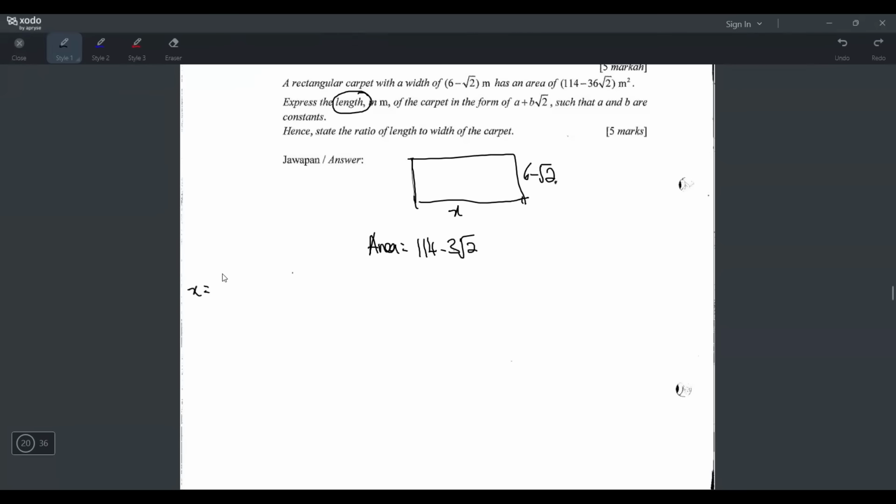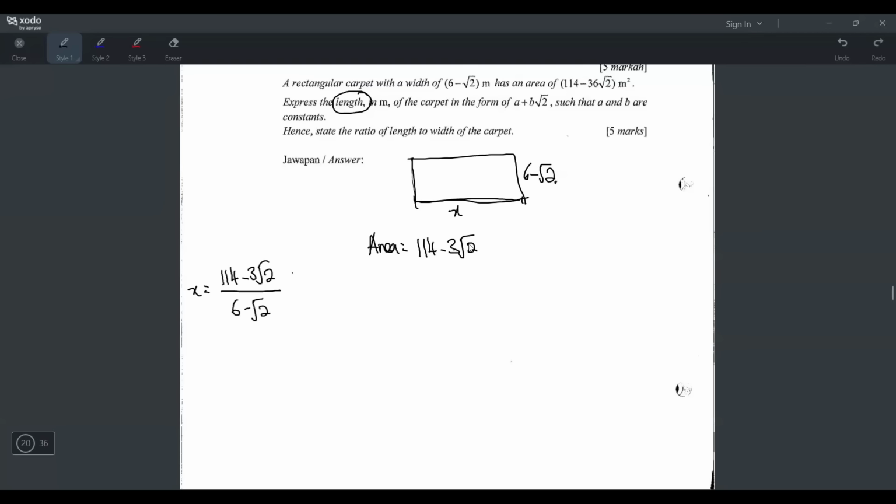Well, it's very simple. You just take the area 114 minus 3 square root 2, divide with the width 6 minus square root 2. Kenapa divide? Why divide? Because this is the area and this is the width, right? And how you get area is to take length times width. Maksudnya, when you take x darab 6 minus square root 2, you dapat 114 minus 3 square root 2. That's why to get x, you take area bahagi lah. So now you just have to divide.